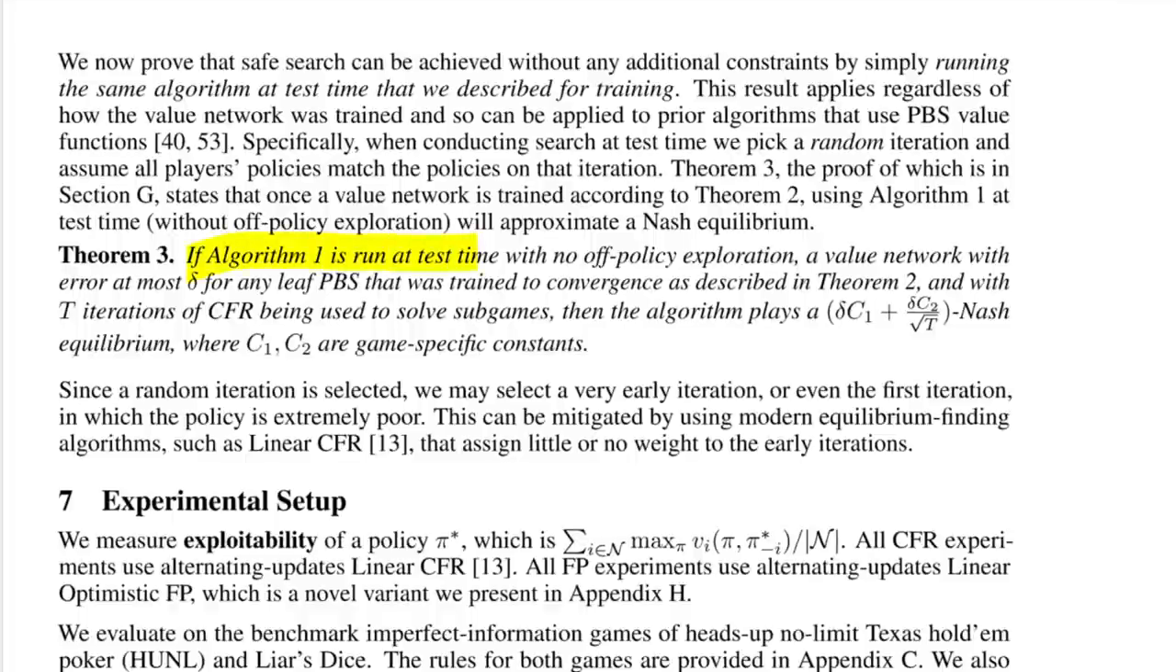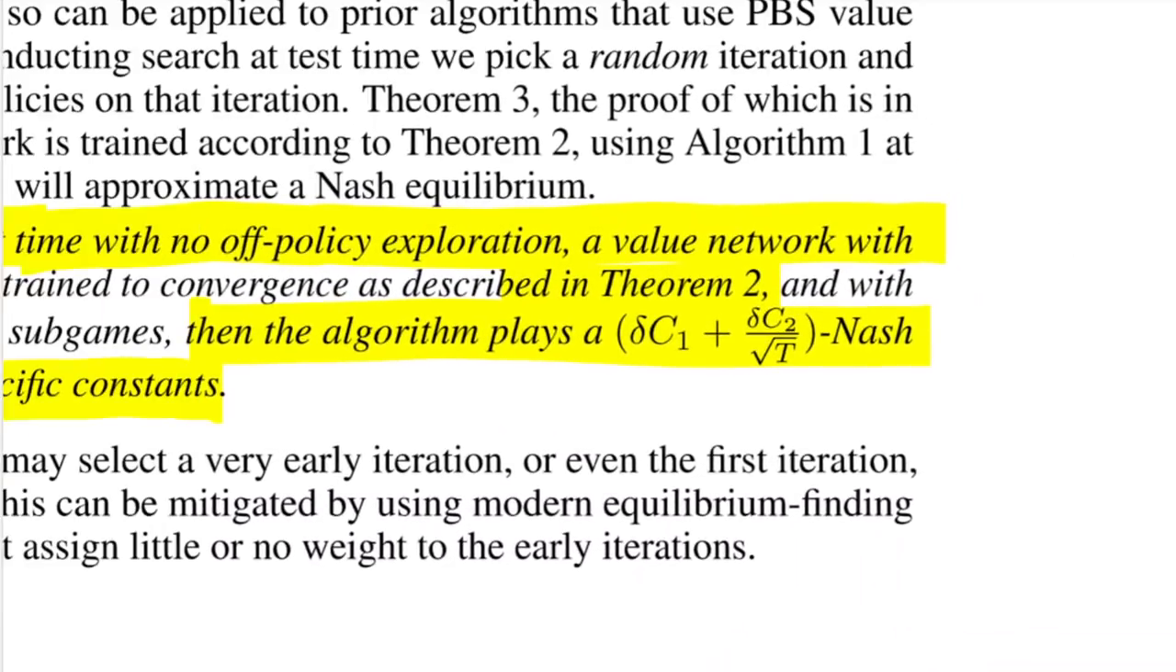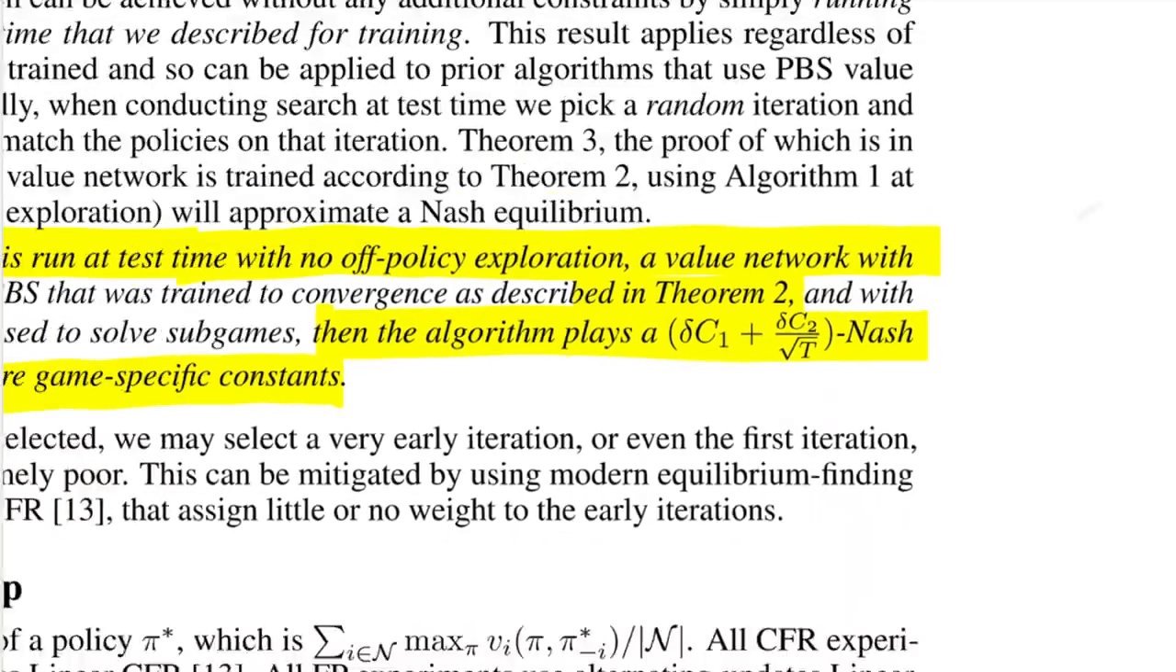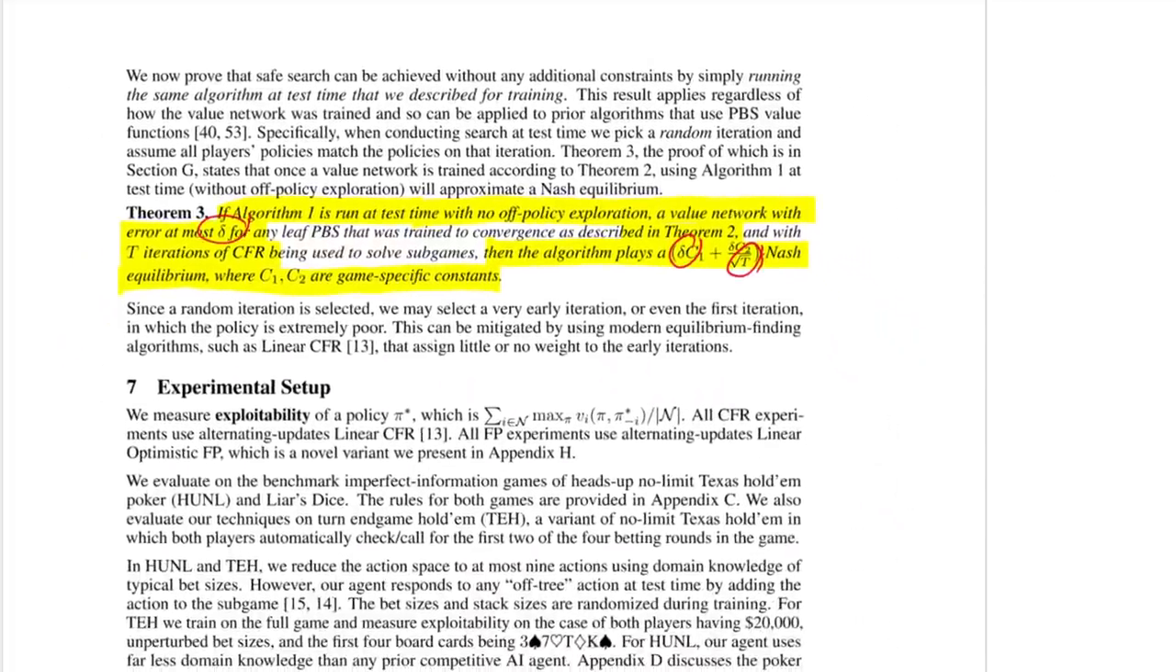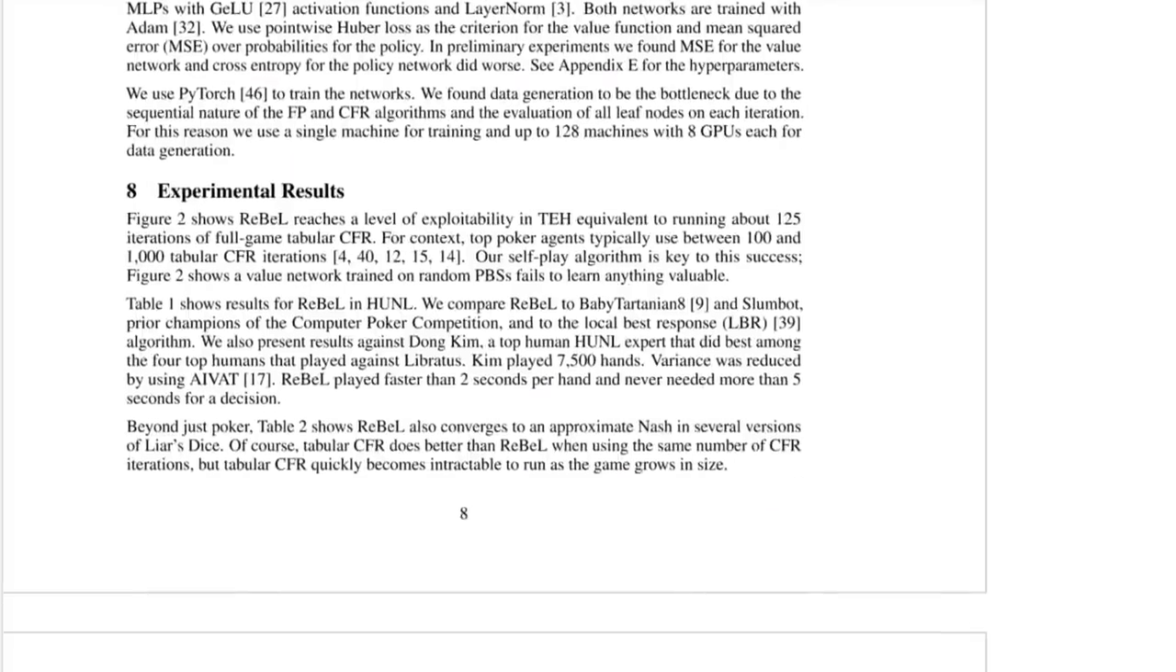If algorithm one runs at test time with no off-policy exploration, value network with error at most this and this, and was trained as described in theorem 2 with T iterations of that, then the algorithm plays a this kind of approximate Nash equilibrium, where c1 and c2 are game specific constants. Okay, so you can see right here that the Nash equilibrium is going to be perfect depending on how many iterations you do, and depending on, I believe, how accurate your neural network is. Yes, your value network error. Okay, if you make that smaller, your Nash equilibrium is going to be better. Pretty, pretty cool. So that was the algorithm.